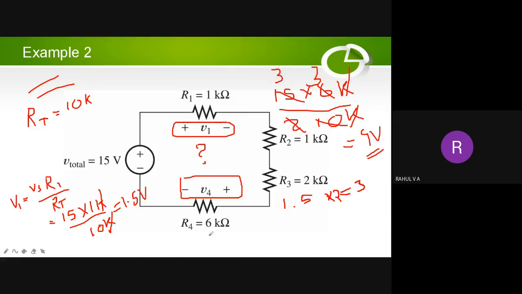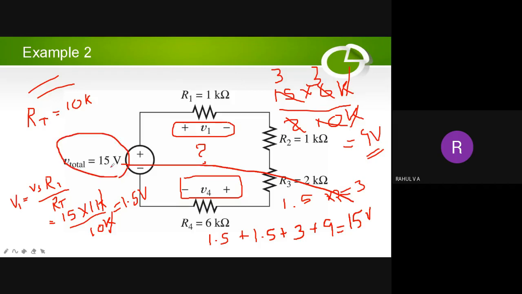So across R1 it is 1.5. Across R2 it is again 1.5 plus R3 it is, as you said, it is 3. Across R4 it is 9. So total is 1.5 plus 1.5 it is 3. 3 plus 3 is 6. 6 plus 9 is 15. So it is equal to the applied voltage V total.